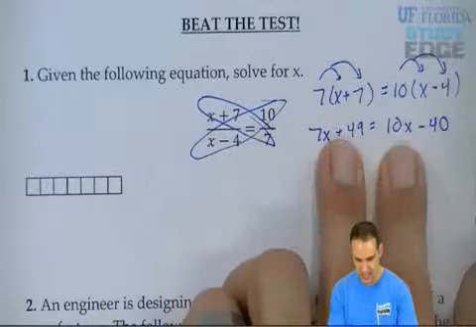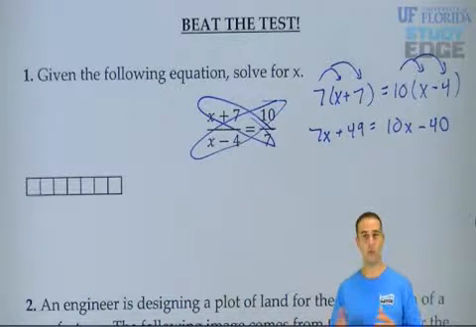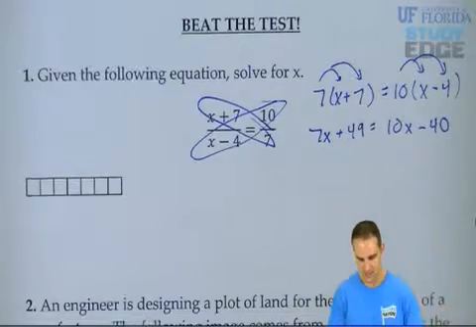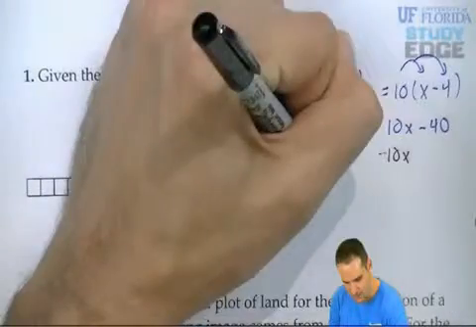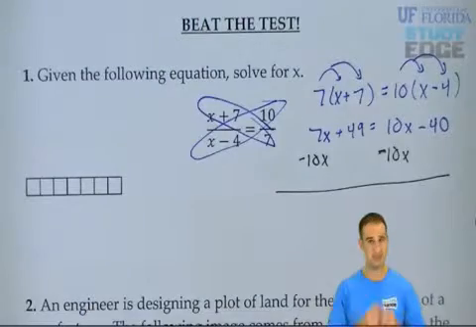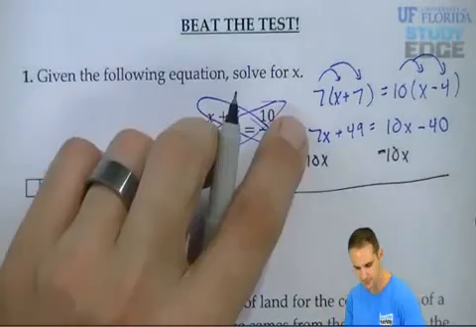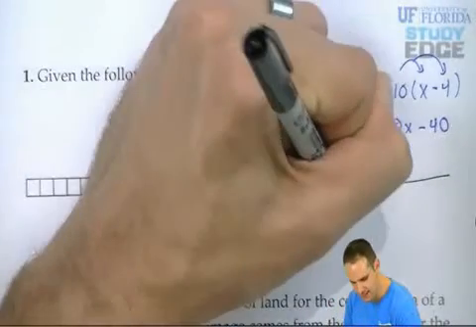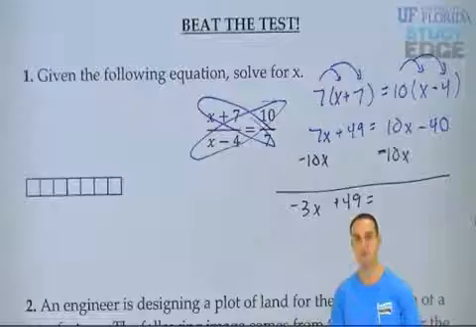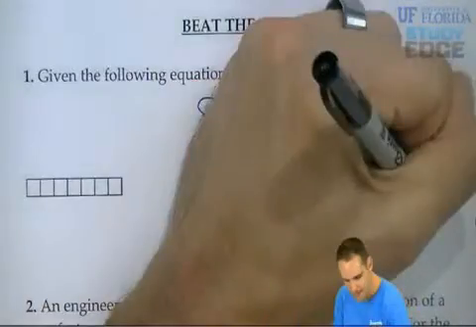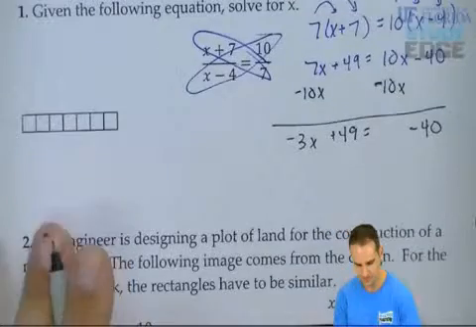No like terms on either side. So from here, get our variables on one side, our constants on the other, and divide. In this case, I'll subtract 10x from both sides to get my variables on the left-hand side, because the inverse of adding would be subtracting 10x. 7x minus 10x would be negative 3x plus 49 equals 10x minus 10x is 0, so that simplifies, minus 40.